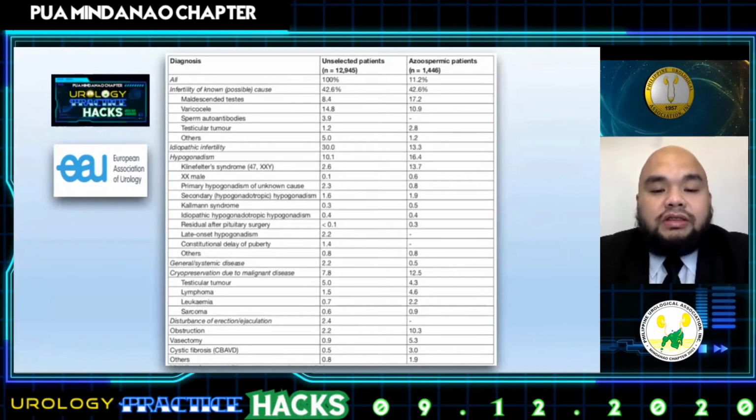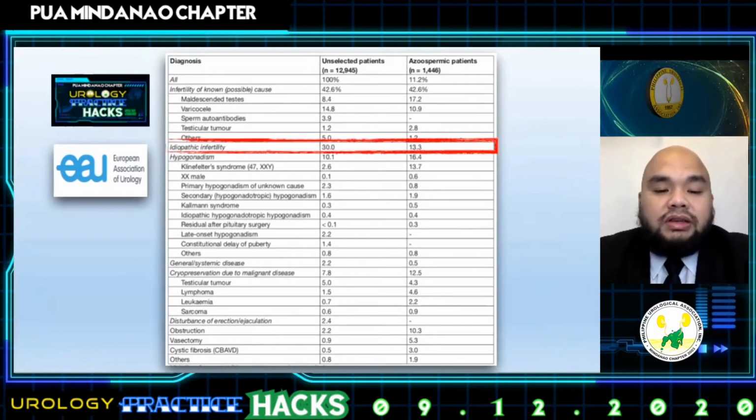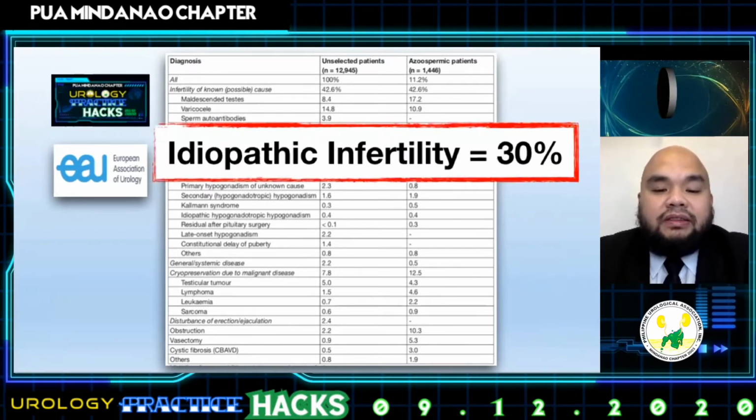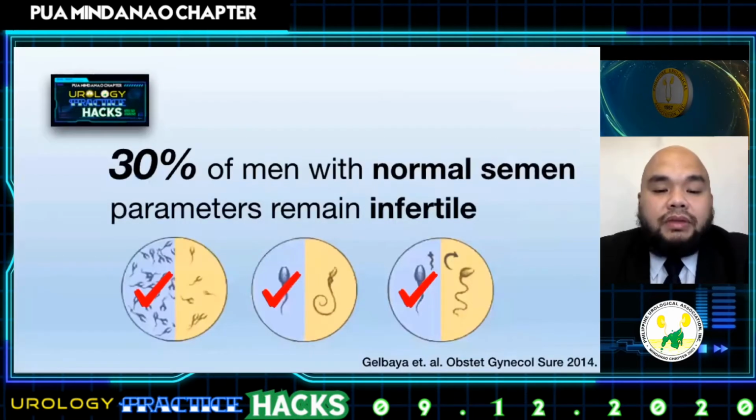Etiologies of male infertility range from congenital to acquired causes. Despite any effort to determine the possible underlying causes of male infertility, about 30% of them will remain undiagnosed, hence the term idiopathic. And there are some with normal semen parameters that will remain infertile in about 30% of cases, hence the term unexplained infertility.